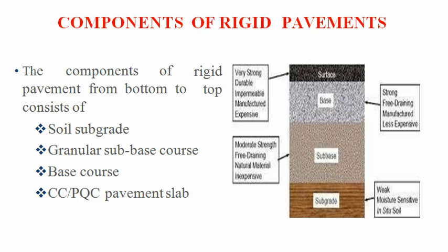Next, the components of the rigid pavements. The components of the rigid pavements from the bottom to the top consist of the soil subgrade, then the granular subbase course, the base course, and the cement concrete or PQC pavement slab.